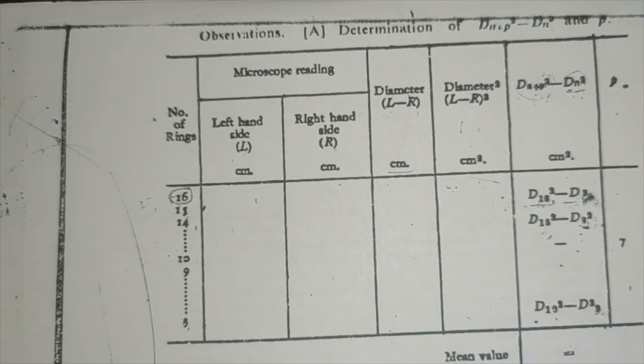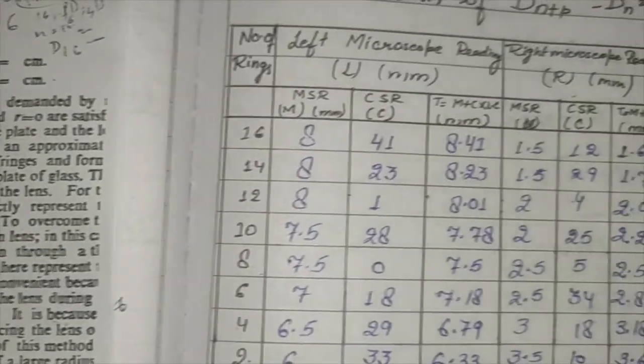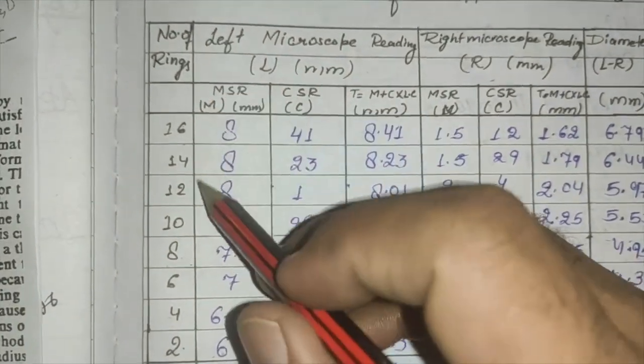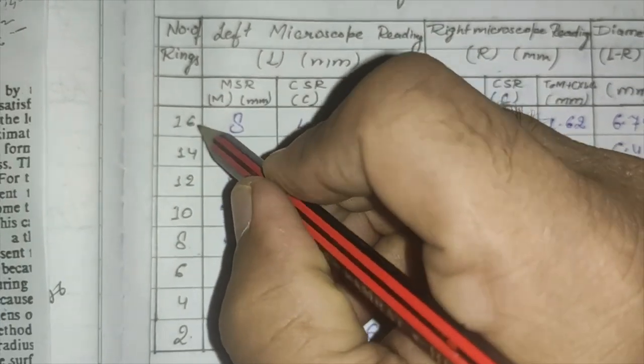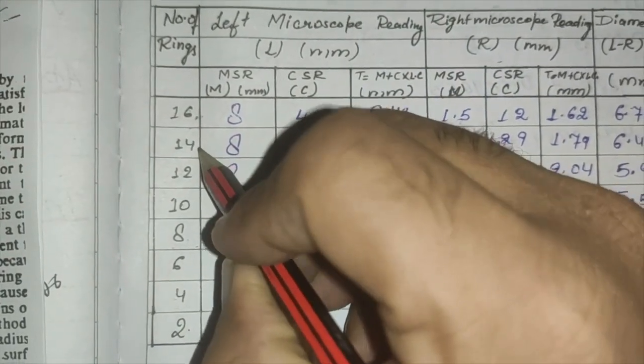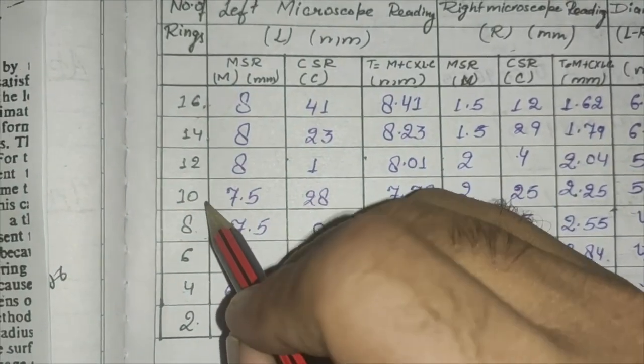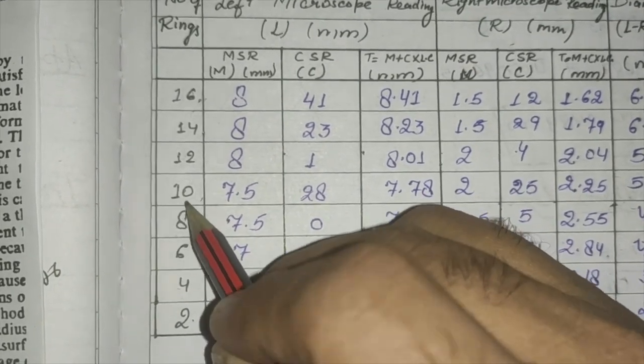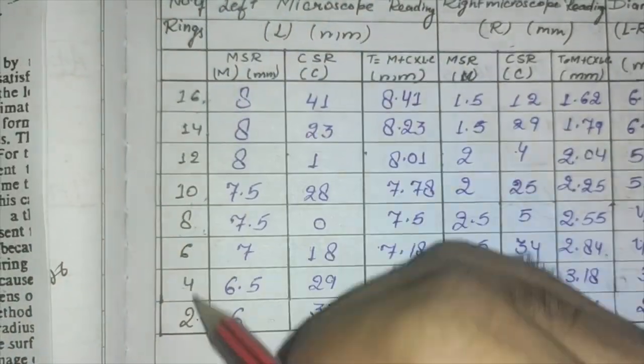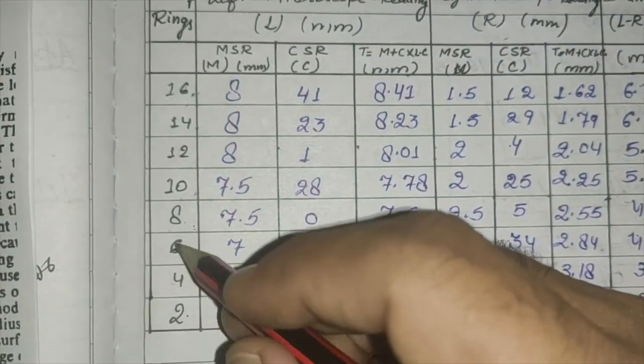So as you can see, for example, this is the number of rings. I have chosen the 16th ring, 14th ring, 12th ring, 10th ring, 8th ring, and so on, because this is all the dark or between dark and bright fringes ring. So 2, 4, 6, 8, 10, 12, 14 and 16.